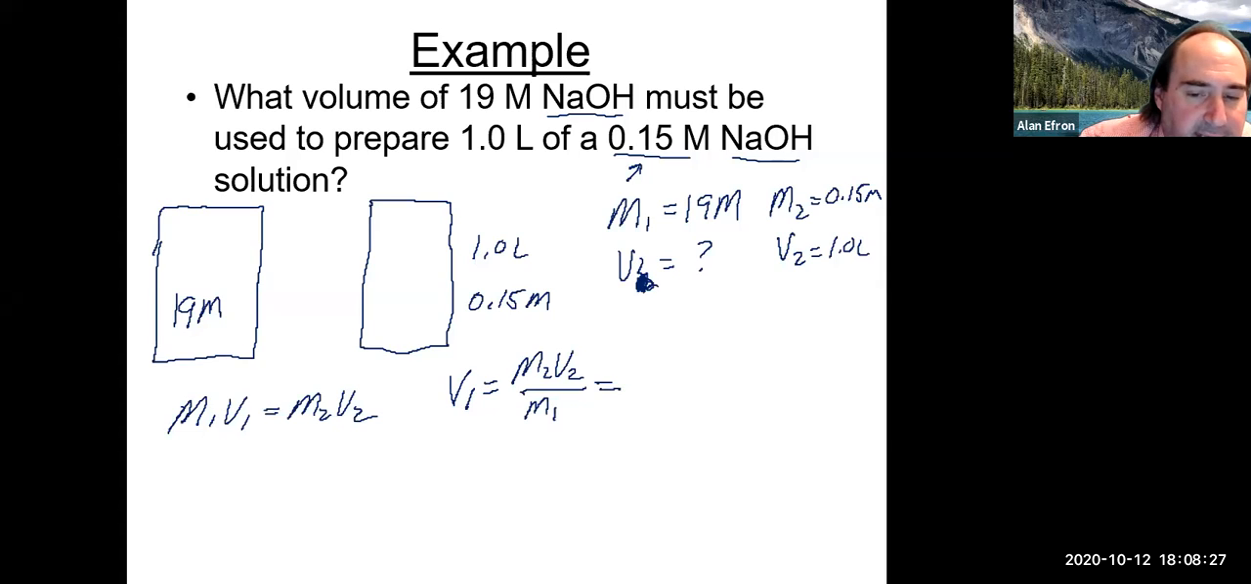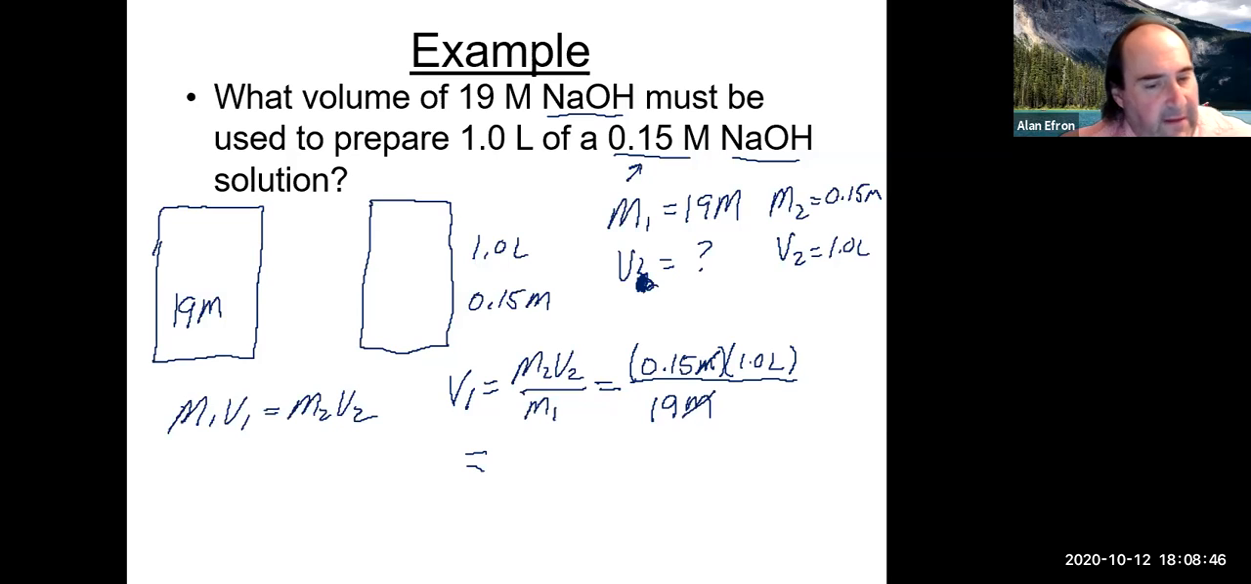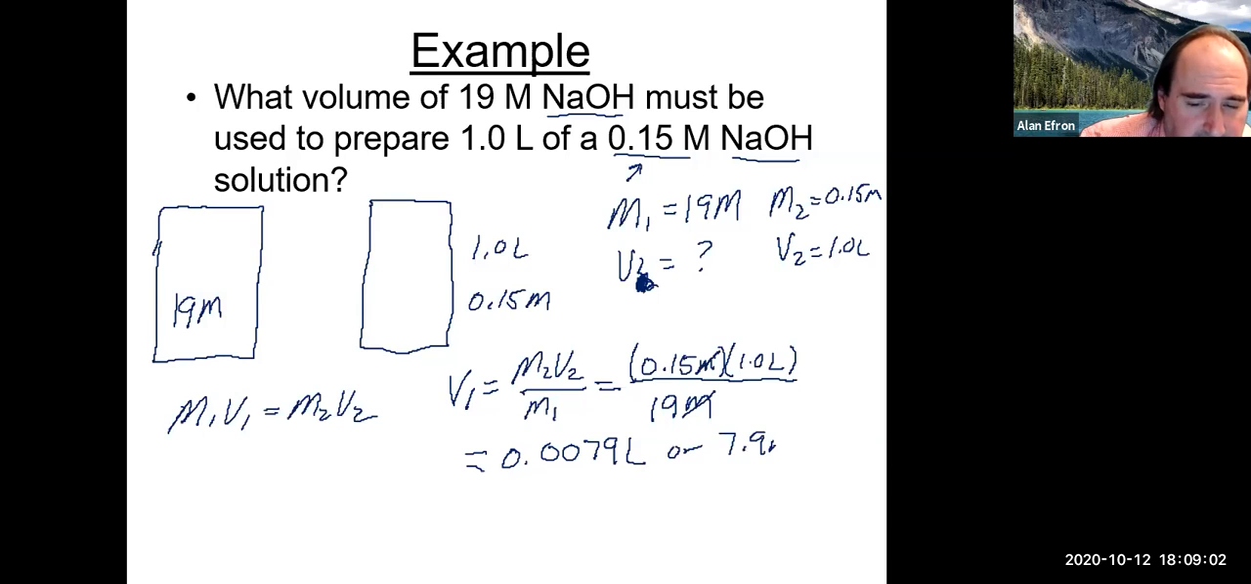And in this case, we'll put our numbers in: 0.15 molar. Again, here we have it in liters. And we will divide by 19 molar. In this particular case, the molarity will cancel each other out. And this will give us a V1 of 0.0079 liters, or that is about 7.9 milliliters of the sodium hydroxide.